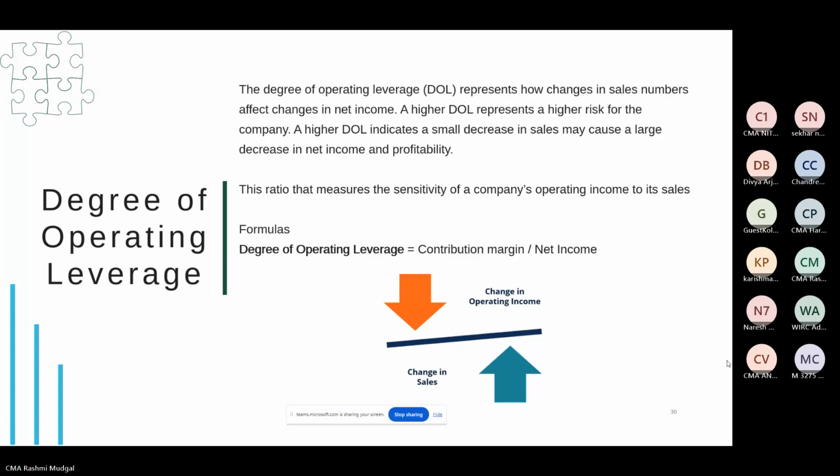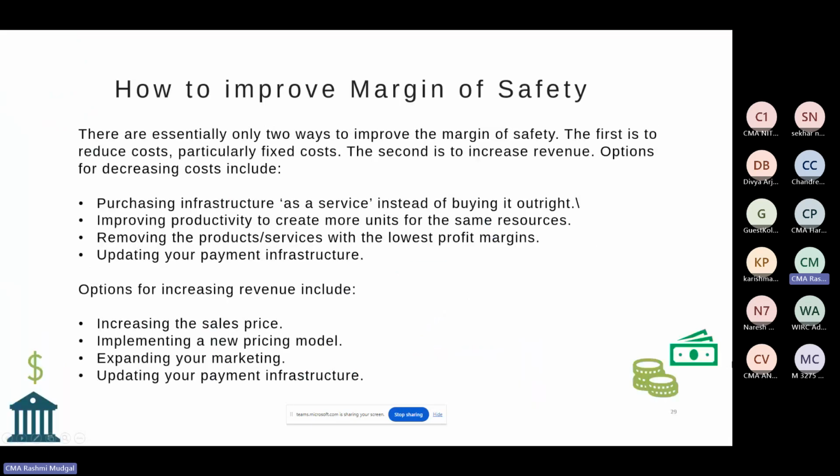So in operating leverage, we can see there is a dependency of sales on operating income. How can it be calculated? We take the contribution margin divided by net income. This will become our degree of operating leverage. This was our fifth calculation of CVP analysis, which we have discussed.